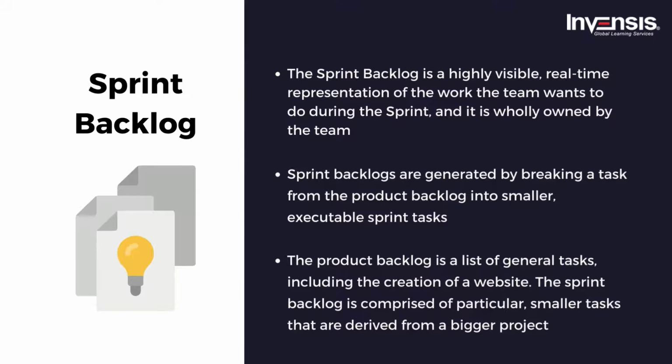Let's examine an example to make this clearer. Assume you want to have a website page. Adding a web page requires many stages, including the preparation of an appropriate layout. The product backlog is a list of general tasks, including the creation of a website. The sprint backlog is comprised of particular, smaller tasks that are derived from a bigger project. Creating the user interface design for this website, for instance, is a job that should be placed in the sprint backlog. This was about sprint backlog.